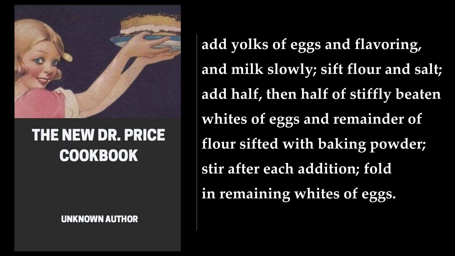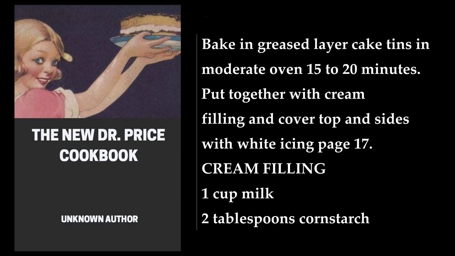Add yolks of eggs and flavoring, and milk slowly. Sift flour and salt, add 1/2, then 1/2 of stiffly beaten whites of eggs and remainder of flour sifted with baking powder. Stir after each addition, fold in remaining whites of eggs. Bake in greased layer cake tins in moderate oven 15 to 20 minutes. Put together with cream filling and cover top and sides with white icing.